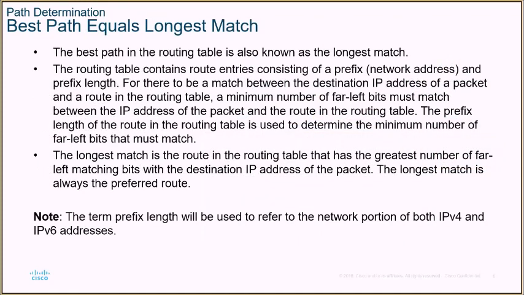The best path in the routing table is known as the longest match. Now we're talking about the subnet mask or prefix length there. The routing table contains route entries consisting of a prefix, so network address, and prefix length. For there to be a match between the destination IP address of a packet and a route in the routing table, a minimum number of far left bits must match between the IP address of the packet and the route in the routing table. The prefix length of the route in the routing table is used to determine the minimum number of far left bits that must match.